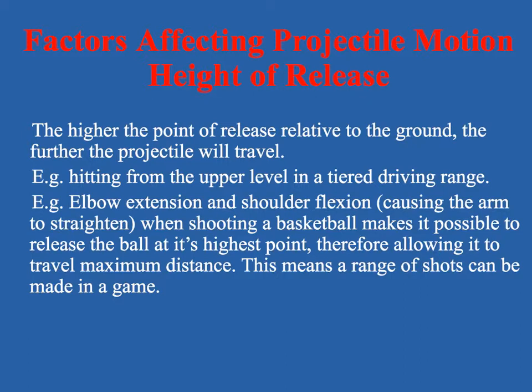So what gives us this extra height? We can create extra height by having elbow extension and shoulder flexion, which takes the arm straight up above us. When you're shooting a basketball, you do that. It makes it possible to release the ball at its highest point, therefore allowing it to travel maximum distance. This means that a range of shots can be made in a game.